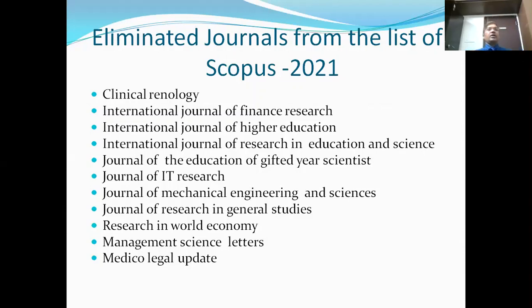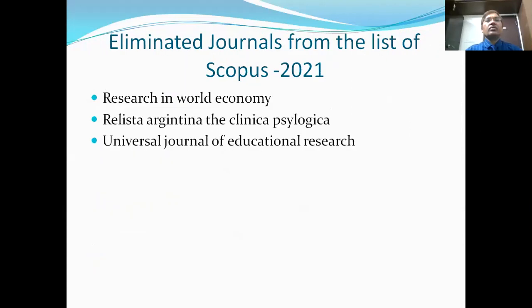Clinical Rhinology and International Journal of Finance Research are some of the journals on the list. Just make a note of it. Take a screenshot if possible, or take a pic from your mobile phone. These are the 14 journals which have been eliminated from the Scopus list 2021.